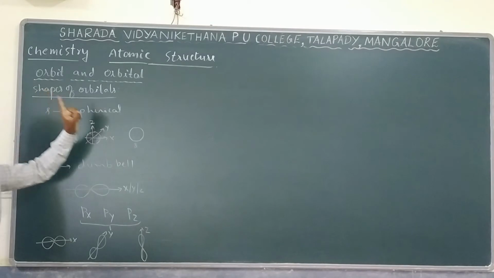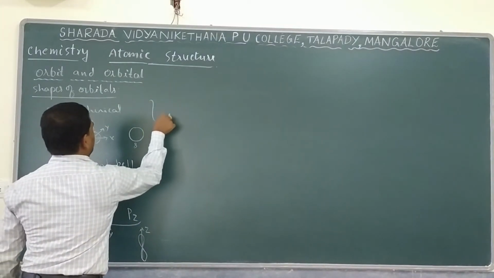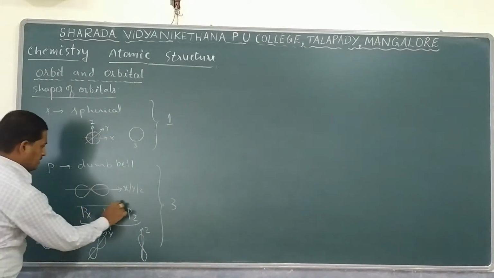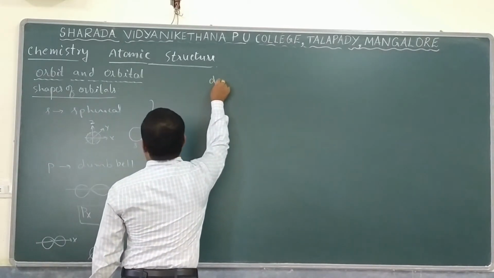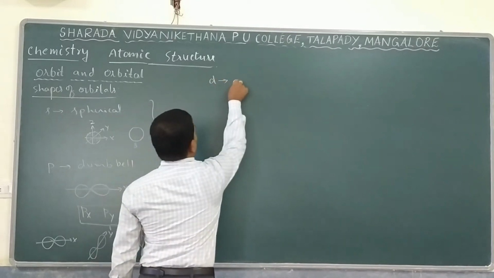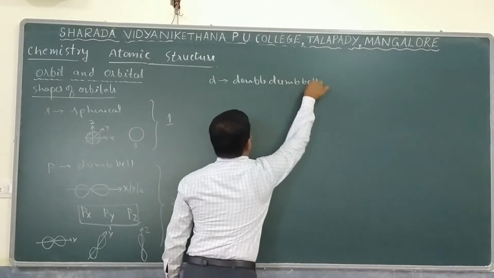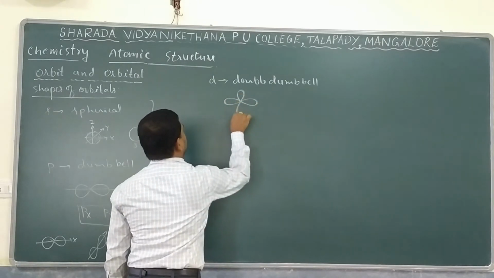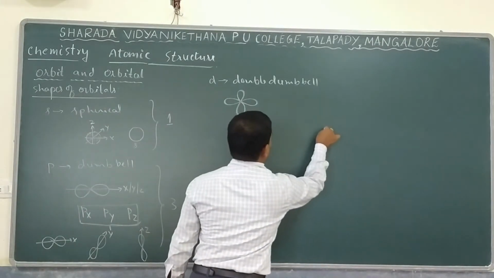Consider S orbital of only one type, but if you go for P orbital, there are totally 3 categories: Px, Py, and Pz. So the number of S orbitals is always 1, whereas the number of P orbitals is 3: one Px, one Py, one Pz. Now let us go for D orbitals. For D orbital it shows a double dumbbell. There are 2 dumbbells one can find, this is one dumbbell and this is another dumbbell.